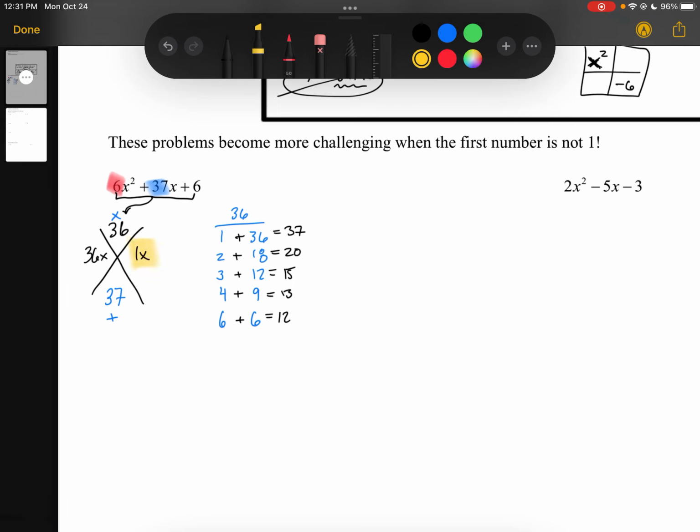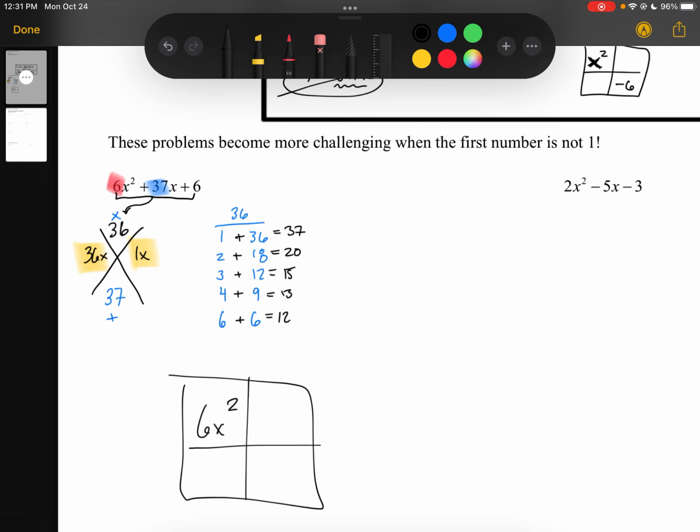So the usefulness of this is that these two side numbers tell us how we can fill in our box. Our first term is still our first term, and our last term is still our last term. And now, in yellow, that tells us what to fill in. So we can put 1x here and 36x here. Using this X method helps us fill in all four squares of the box, because otherwise we'd have no idea what goes in the yellow highlighter.